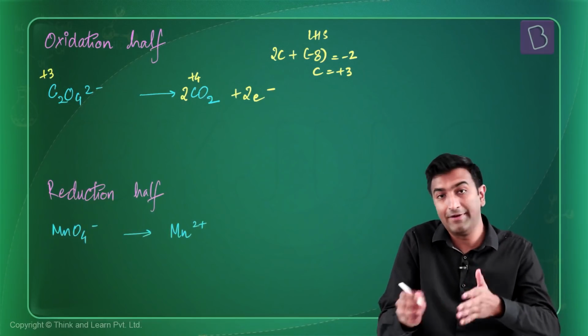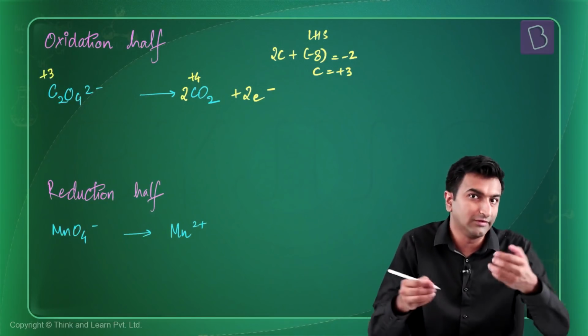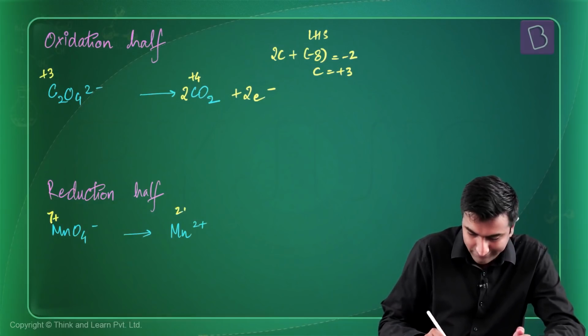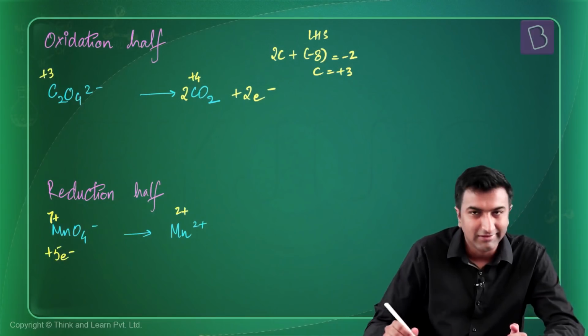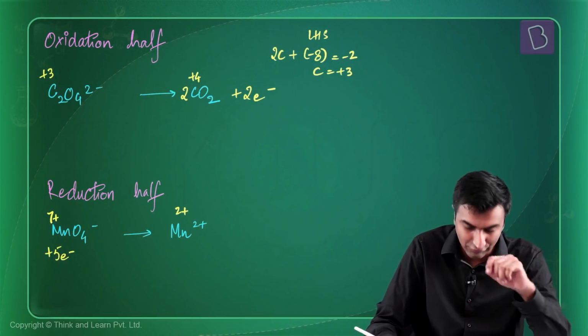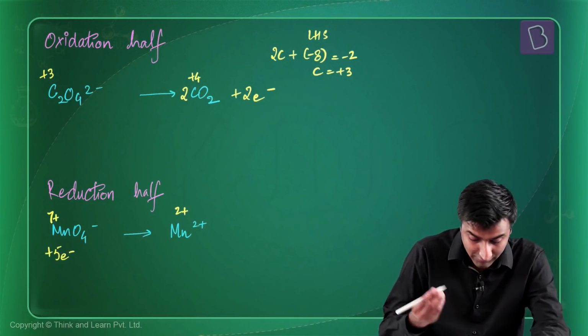MnO4 minus becomes Mn2 plus. This is the D block idea that you need to know to even start this. This is going from 7 plus to 2 plus over here. This accepts 5 electrons over here. This is a standard thing. If you've practiced even a little bit of D block elements, you'll know this. So this is a direct idea from here on, but it's not completely balanced.